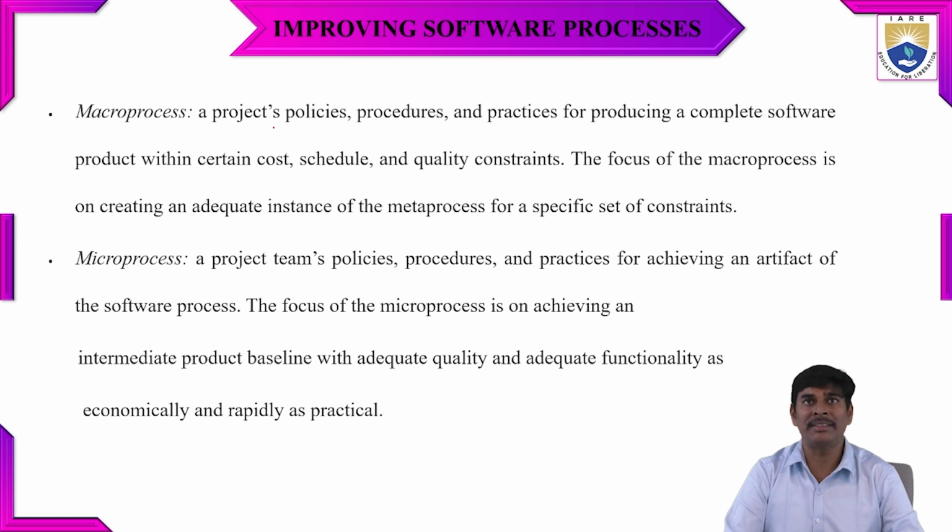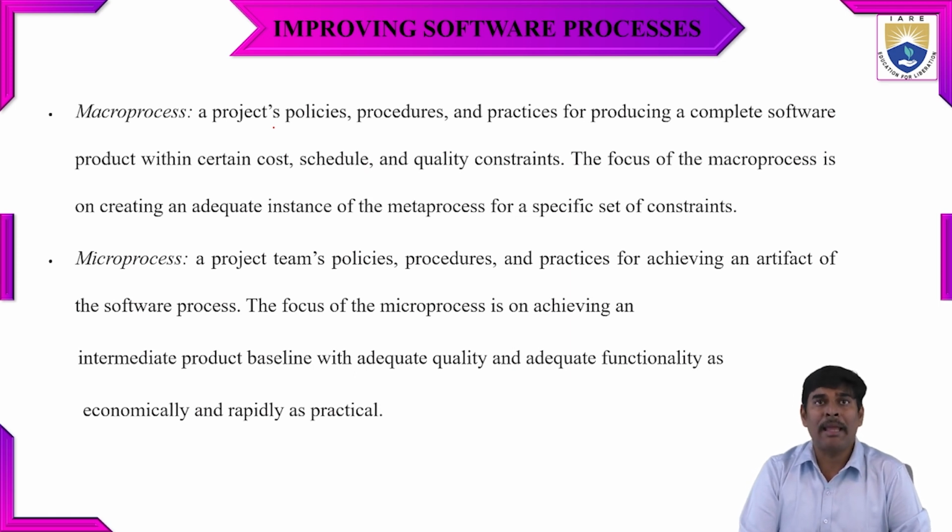This micro process is very tiny and it is mainly applicable for the project team policies, procedures, and practices for achieving an artifact of the software process. This micro process is achieving the intermediate product baseline to provide the adequate quality and functionality of the economic. So we have three different types of process: meta process, macro process, and micro process, which will be mainly used in the software process for improving.